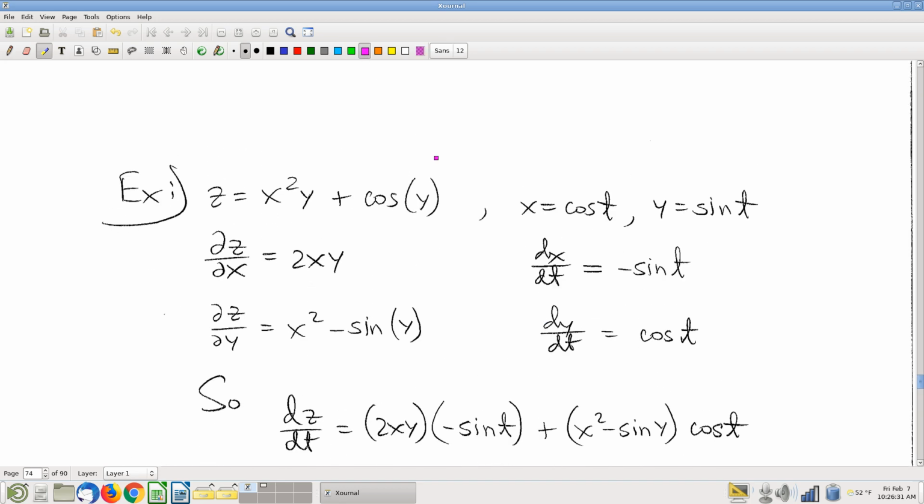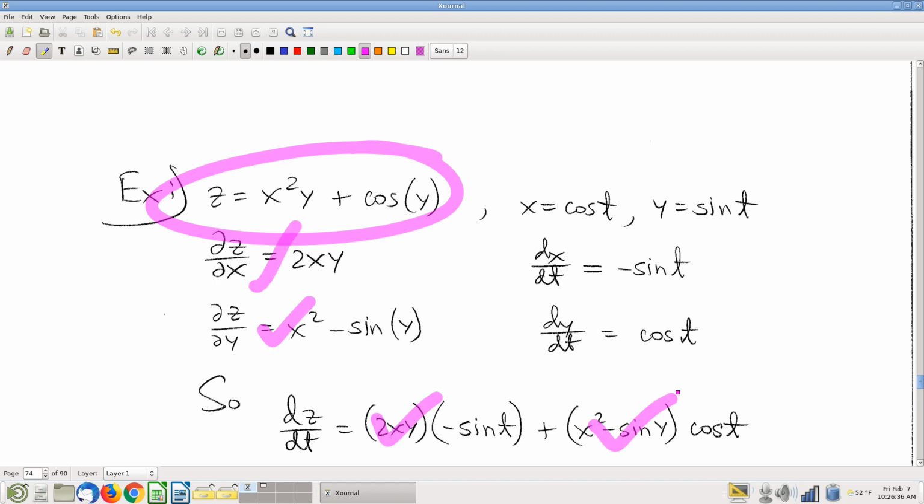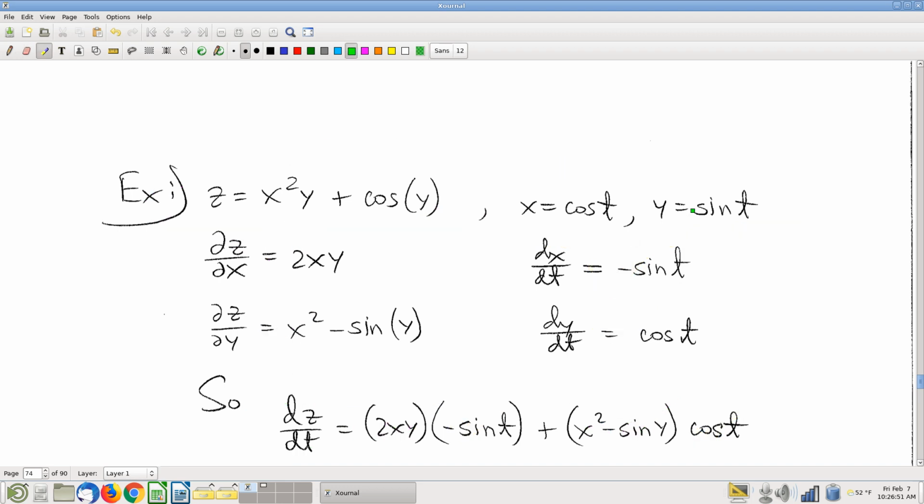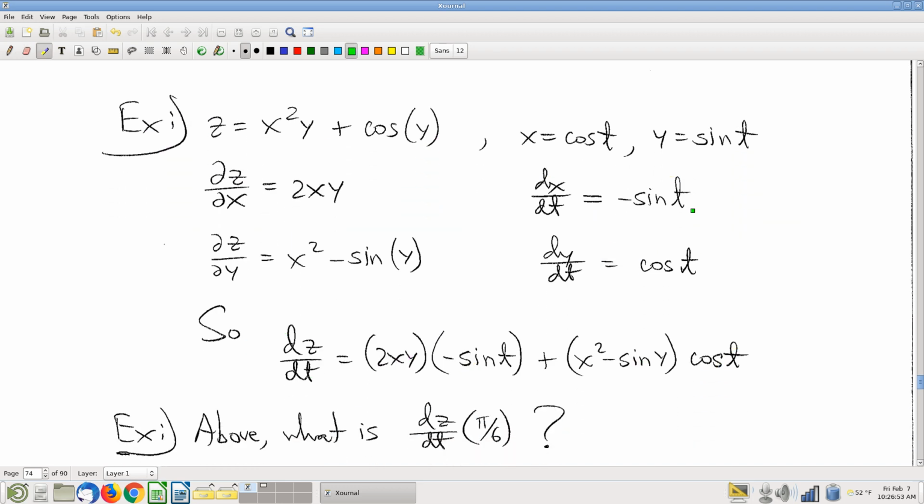Here's z as a function of x and y, and here are those partial derivatives. And then here's the precomposed function, x and y as functions of t. Here are those partial derivatives, combined as previously discussed. And there you go. Okay. All right, now a little point of detail here. A reasonable question that often comes up is, okay, so how do I evaluate this at a given point? How do I evaluate this at, let's say, pi over 6?